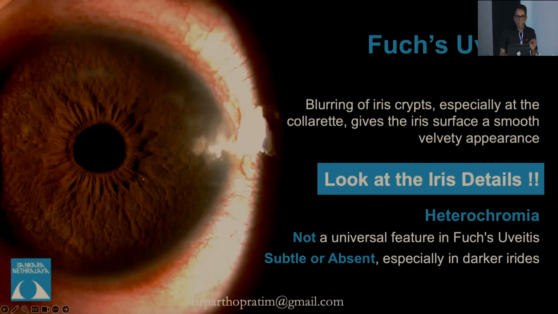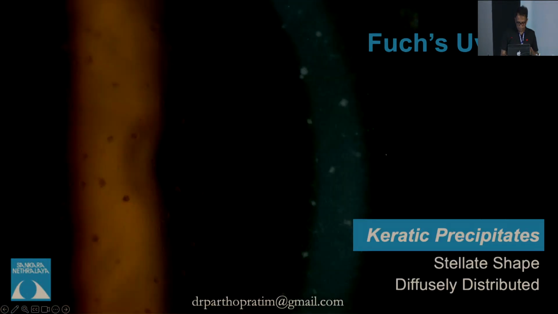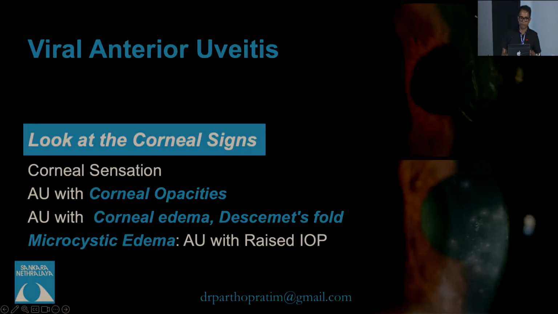Now the next variety is Fuchs uveitis. Fuchs uveitis is almost always unilateral, but there are certain cases where it can be bilateral also. So as a rule, it is unilateral, and you have to look carefully at the iris pattern. You can see here the blurring of the iris crypts. These are the diagnostic features of Fuchs uveitis. Another is the typical keratic precipitates, the stellate KPs, which can be seen in Fuchs uveitis.